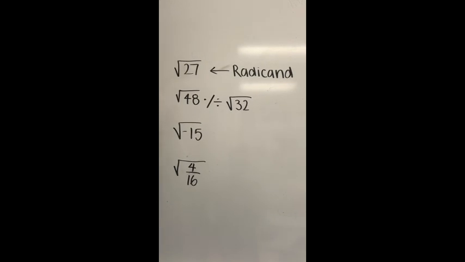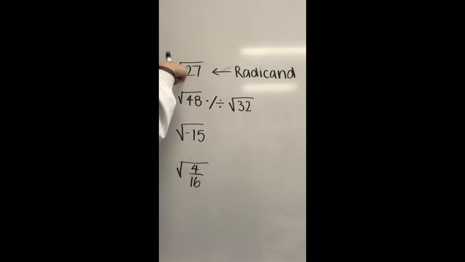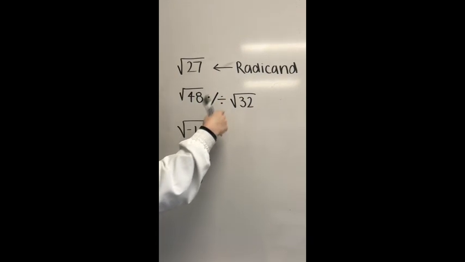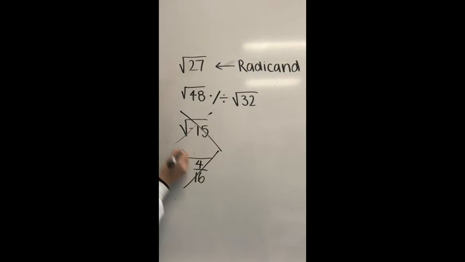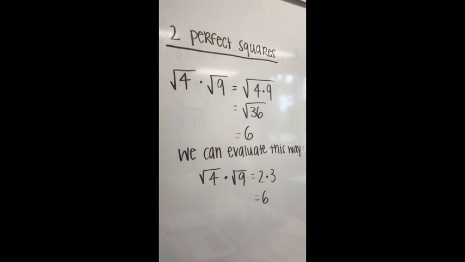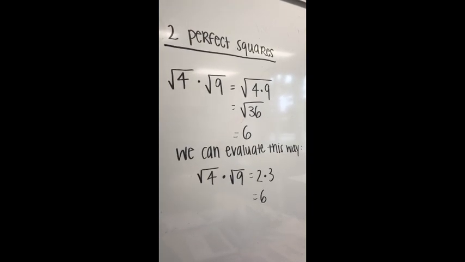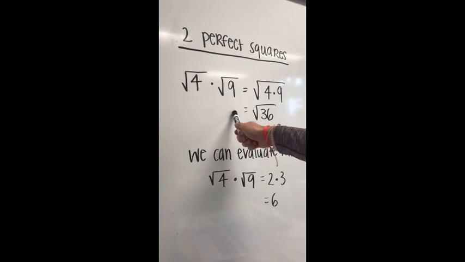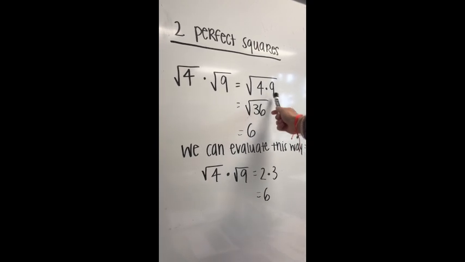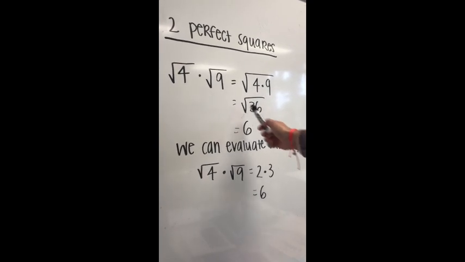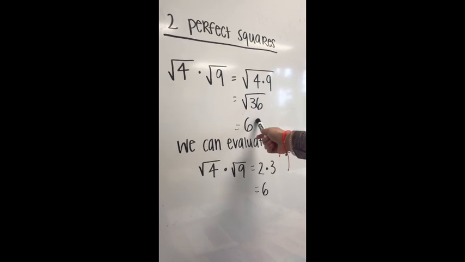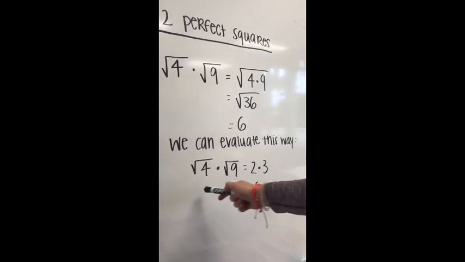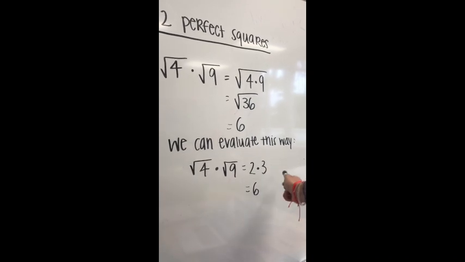So this is your radicand, your number. For example, it can be multiplied or divided, but it can't be negative and it can't be a fraction. One of the easiest ways to simplify a radical is when you have two perfect squares, like here, for example, 4 times 9. 4 times 9 is 36, which is a perfect square, and the square root is 6. We can evaluate it this way: 4 times 9 is already a perfect square, so 2 and 3, and that equals 6.